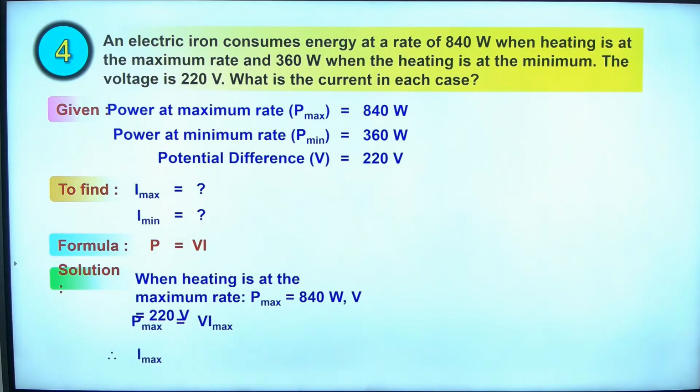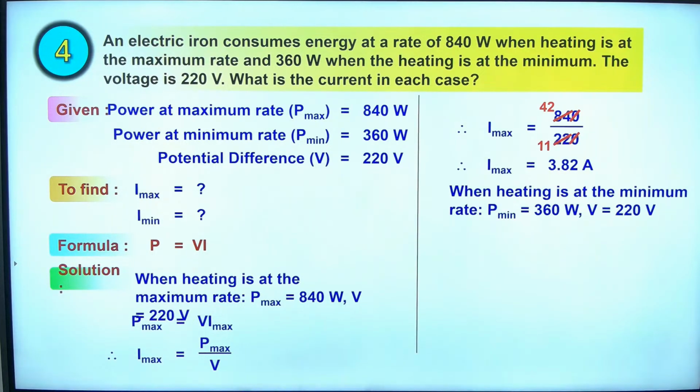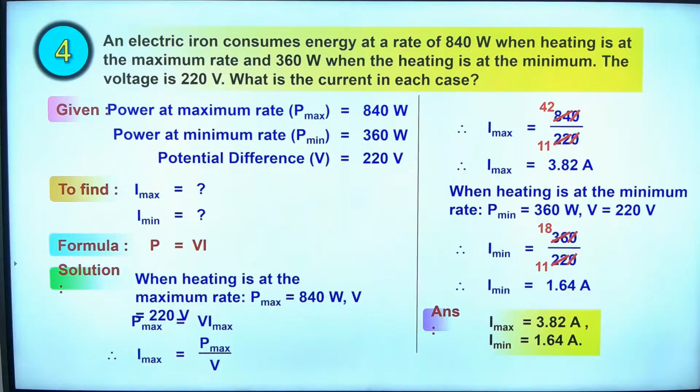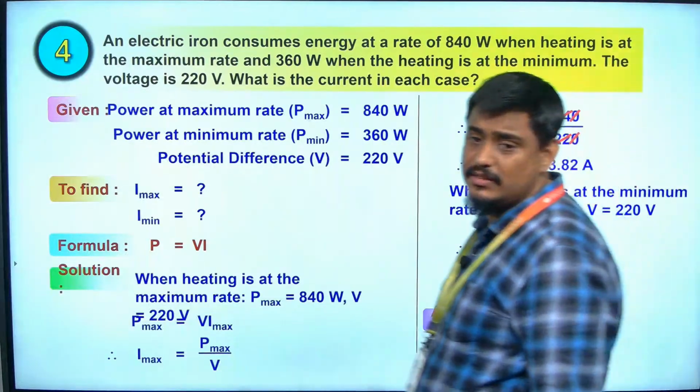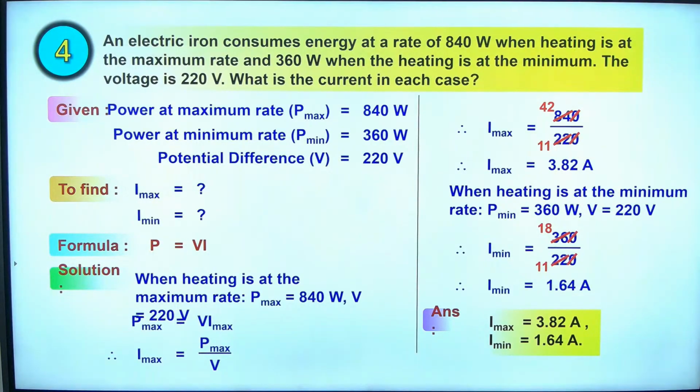As I said, the same thing. So in one case it will become equal to 3.82 ampere. Have you got his answer? And in the second case, if I put the minimum value and I solve it, you will get the answer as 1.64 ampere. Got the answer? You just divide and get the answer. Nothing too big to solve again. P is equal to VI, I is equal to P by V, that's all. So P by V in each case will give the answer to you.